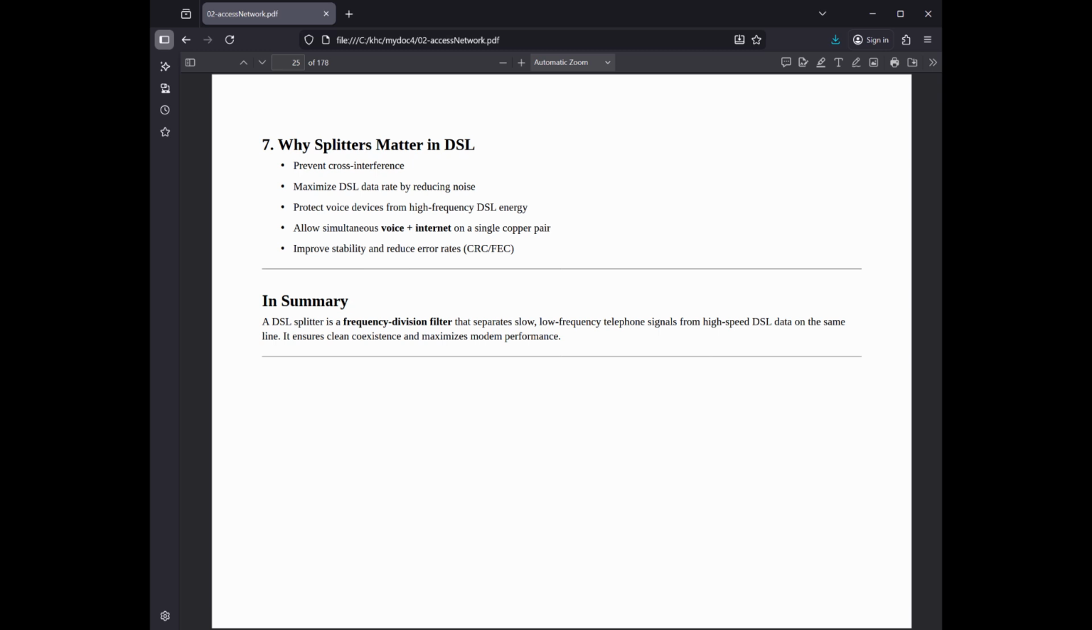Feature: without a splitter, with a splitter. Phone audio: static and background noise, crystal clear. Voice: internet speeds low, unstable, or dropped; calls optimized and consistent. Connection drops when phone is used; stays active during calls. Equipment vulnerable to high frequency stress; protected and isolated.